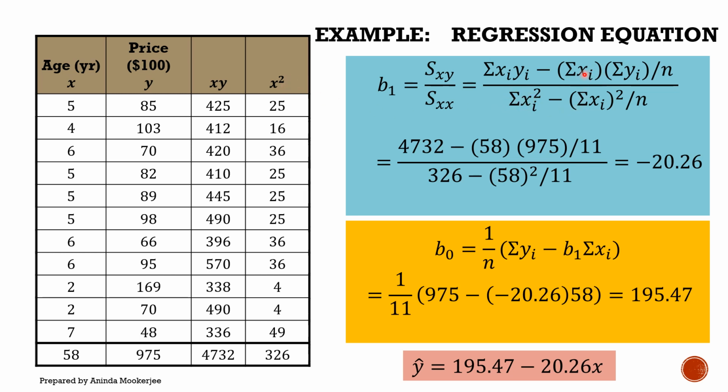And for sigma x, sigma y and sigma x whole squared, we just have to sum up our age values and the price. So we are going to work through it. Just follow me along. What I did here is I created a third column called x times y, and I multiplied the x and the y values and noted them down here, for every row, for every car. So 5 times 85 is 425, 4 times 103 was 412, and so on.